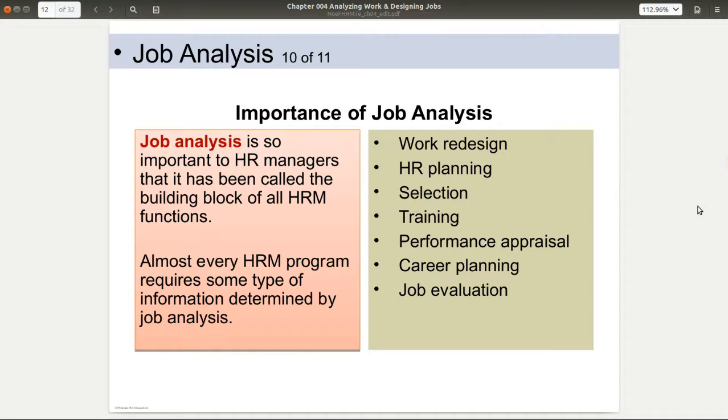The job analysis is really important because what happens is you start thinking about how are we going to design and redesign that work. We've talked about HR planning. In other words, what are the strategies that are going to be necessary? What is it that the organization needs in order to achieve its goals and strategies? Doing selection. In other words, who are we hiring? Doing the training, performance appraisals, etc.